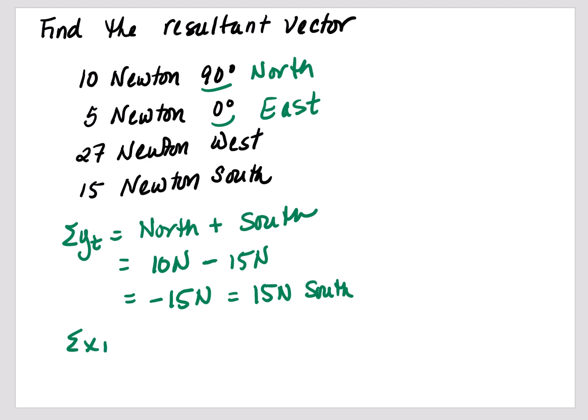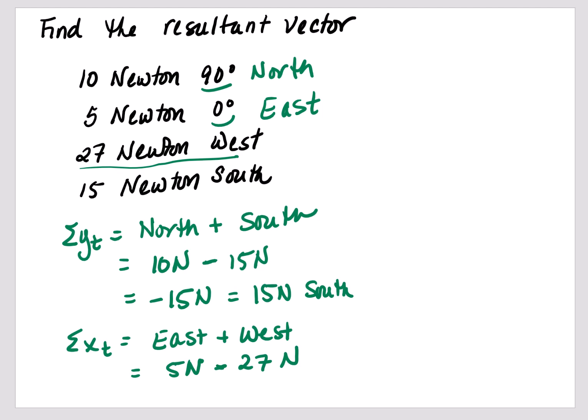My sum of my x total is going to be my east vector plus my west vector. My east vector is going to be positive 5 newtons. My west vector is going to be negative 27 newtons. We have to account for direction. So this becomes negative 22 newtons, or 22 newtons west. Now we have 2 vectors. So you could use the tail to tip method or the parallelogram to solve for the resultant.